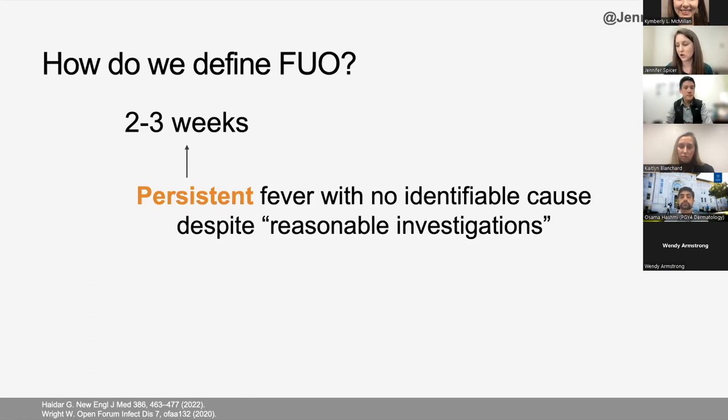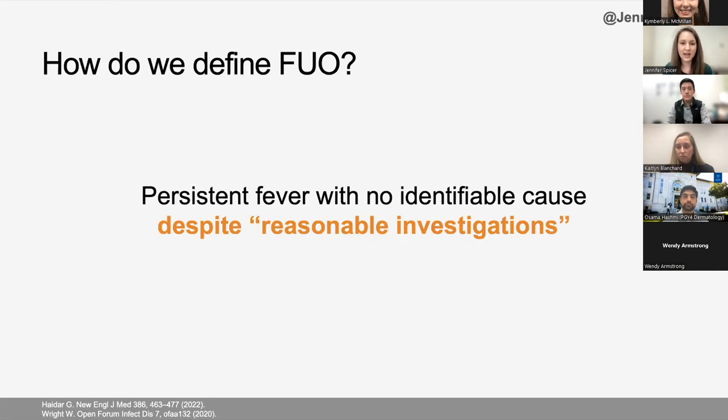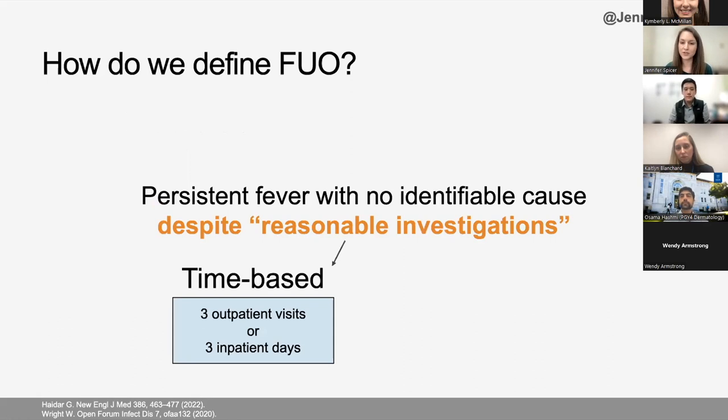And so, presumably based on this patient's history, this has been going on for at least a couple weeks. She's had a 15-pound unintentional weight loss over that time and had been having some subjective symptoms at home. And when we say reasonable investigations, what do we mean? Well, there are some time-based criteria, but these have changed drastically over time.